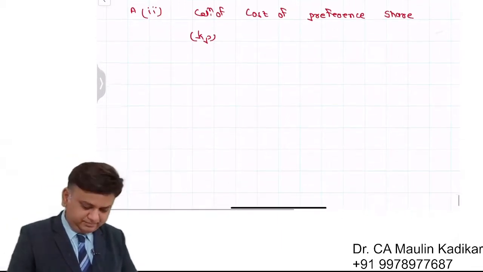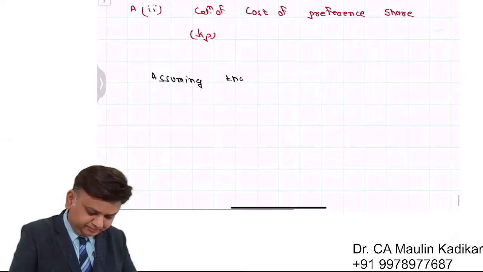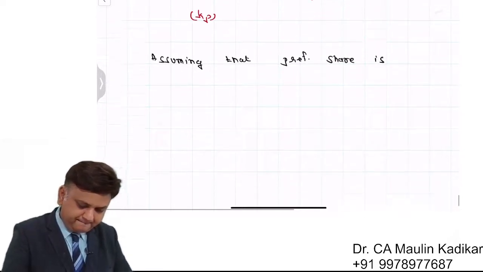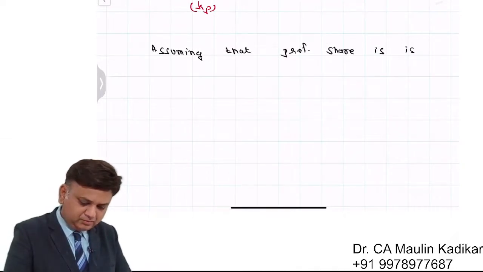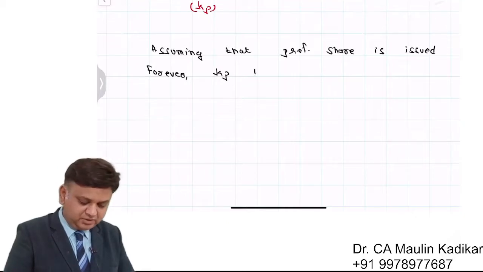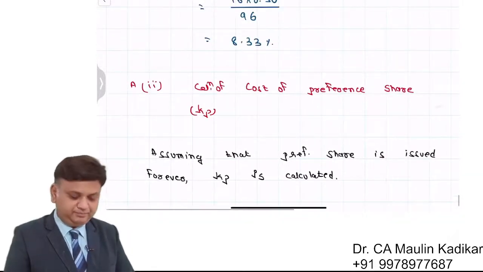In that, write down assuming that preference share is issued forever, KP is calculated.